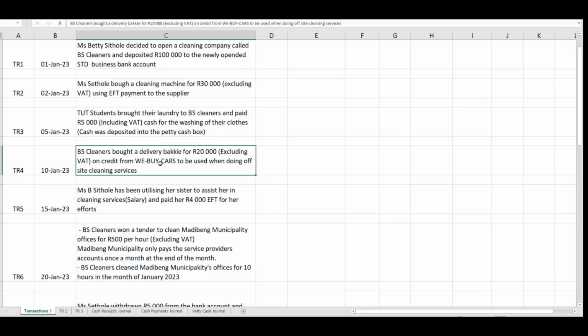Which says BS Cleaners bought a delivery buggy for 2,000 rands, excluding VAT, on credit from We Buy Cars. Tavo, tell us please, will transaction number 4, where we bought the buggy on credit, go to the cash receipts journal, cash payments journal, or petty cash journal?